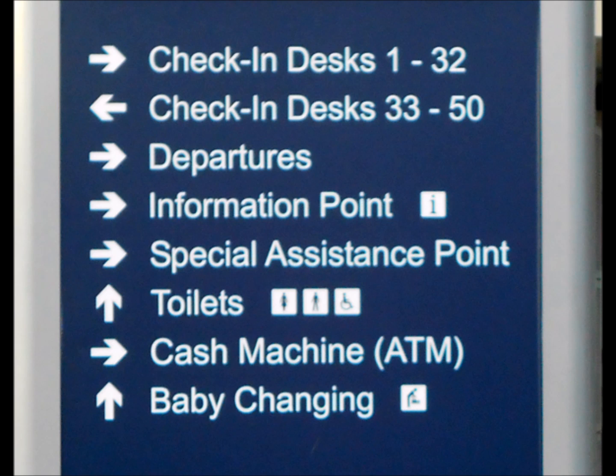Another problem here is that terms on the sign are wrongly grouped together. Toilets and baby changing, for example, refer to the same type of facility, so they should be consecutively listed together. So even with this kind of signage, there's an easy chance that you can make a mistake. So care should really be paid to this type of thing.